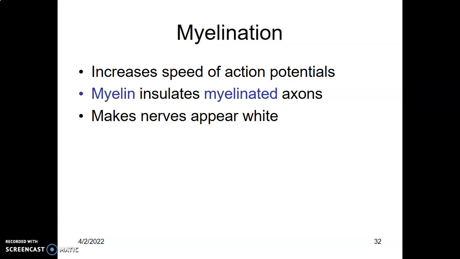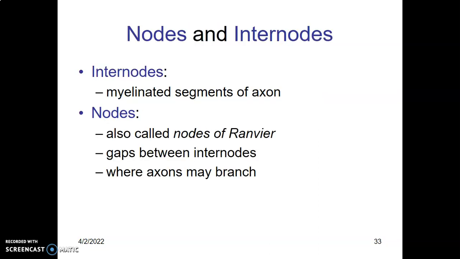So the purpose of myelination is to increase the speed of action potential. When you insulate the axons, you increase the speed of transmitting the neuronal signal in the form of action potential.